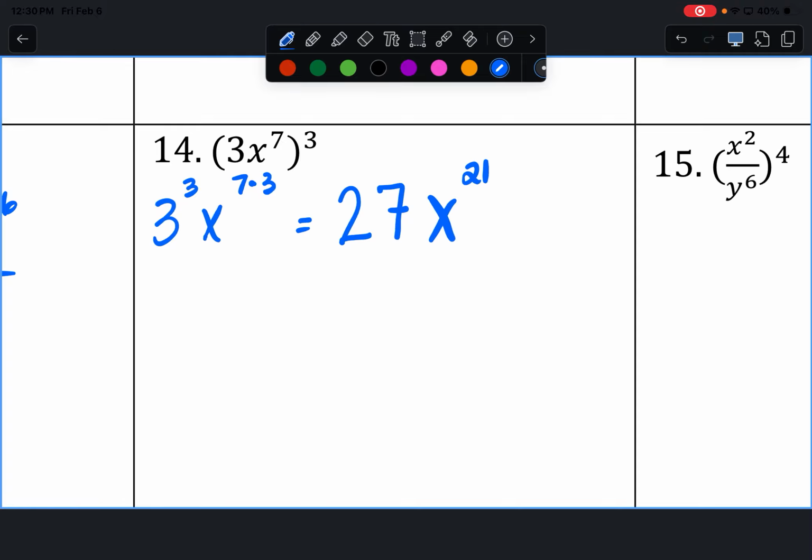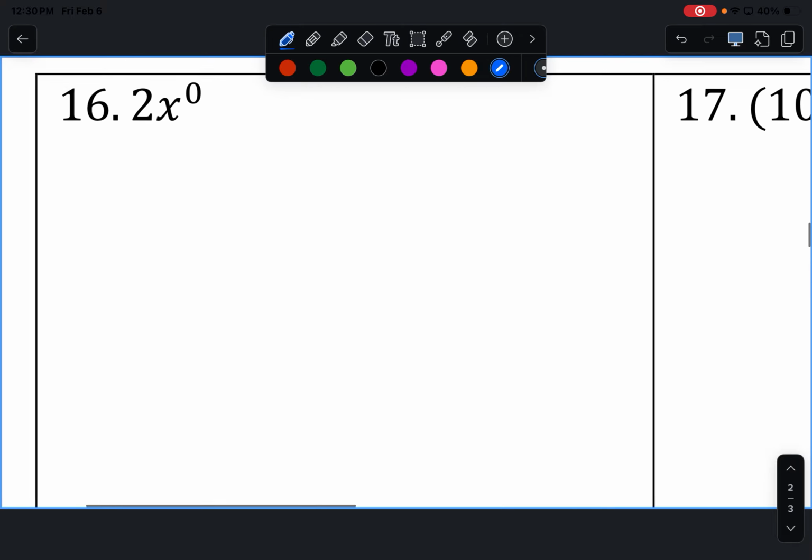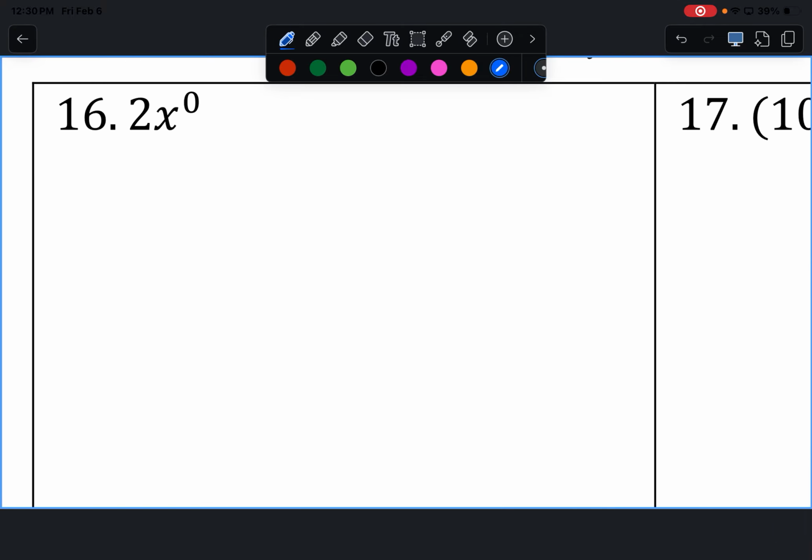Okay, 16, 17, and 18 are the easiest problems you could possibly have. What is anything to the 0 power? 1. So if we look at question 16, what is being raised to the 0 power? X. Is 2 being raised to the 0 power? No. So it's going to be 2 times, what is x to the 0 power? What is 2 times 1? 2.